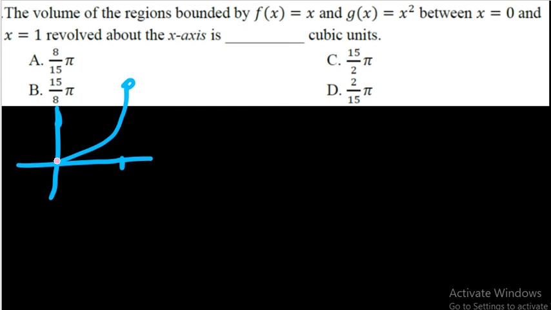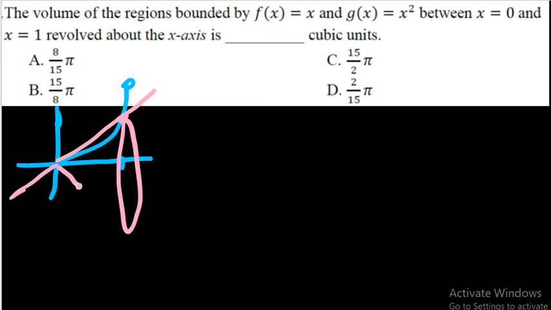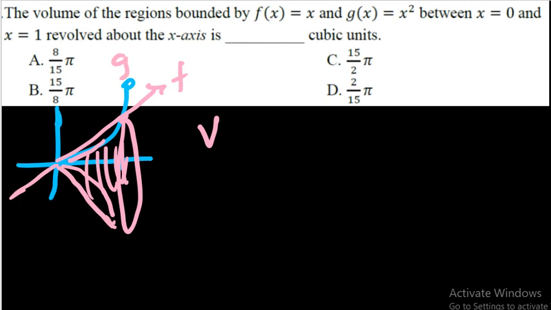And the second one is just a straight line, passing through 1 again. Therefore, we are going to revolve about the x-axis, meaning this area, and we are going to find the volume of this region. So the formula for volume: the upper function is f of x, and the lower function under this interval is g.